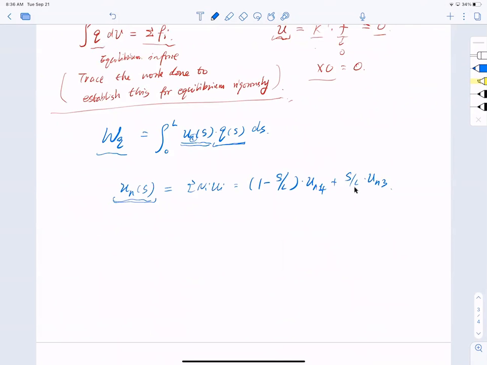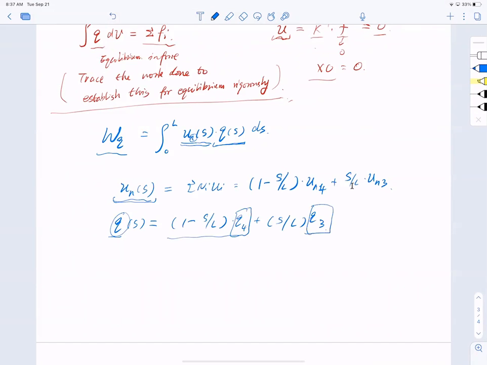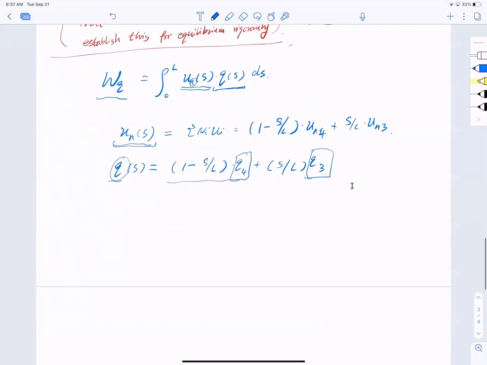Okay, now with this displacement field, same thing as I said before, how about the traction? The traction can do the same discretization, right? It can be 1 minus S over L times Q4, plus S over L times Q3. Okay, so that has been discretized. So instead of finding the exact stresses along the side 3, 4, I use the nodal tractions at point 3 and point 4 to approximate it. So now I have a total work done, omega Q, equal to the integration of this.